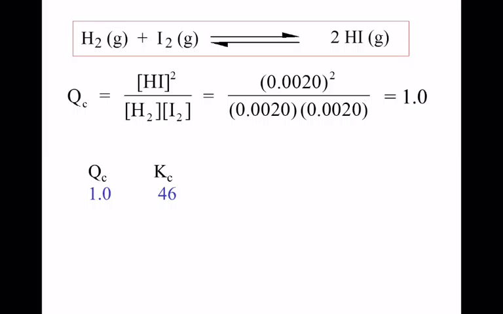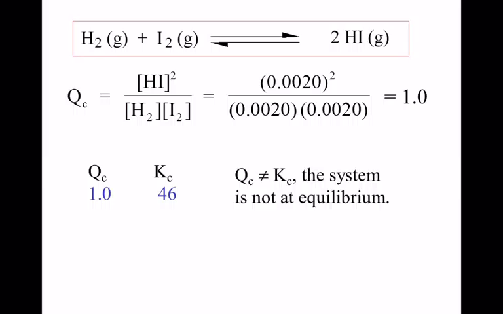So in this case, our reaction quotient is too small, and so we need to make more of that HI. So that was the second part of the first part: are they at equilibrium? Is it equilibrium? No. The second part is, which direction do you need to go? And the answer is to the products.